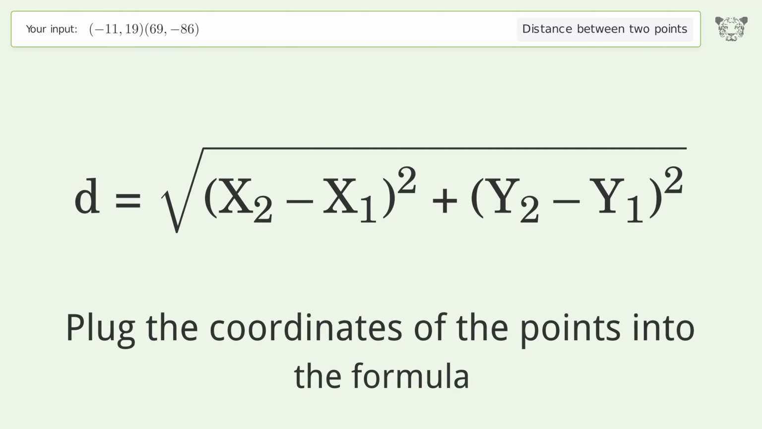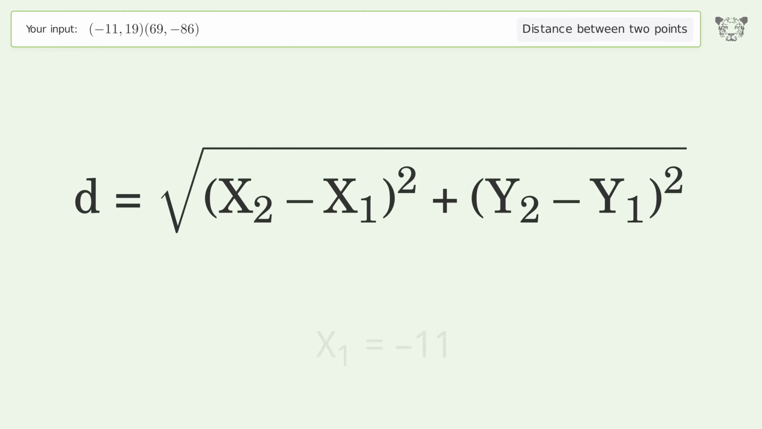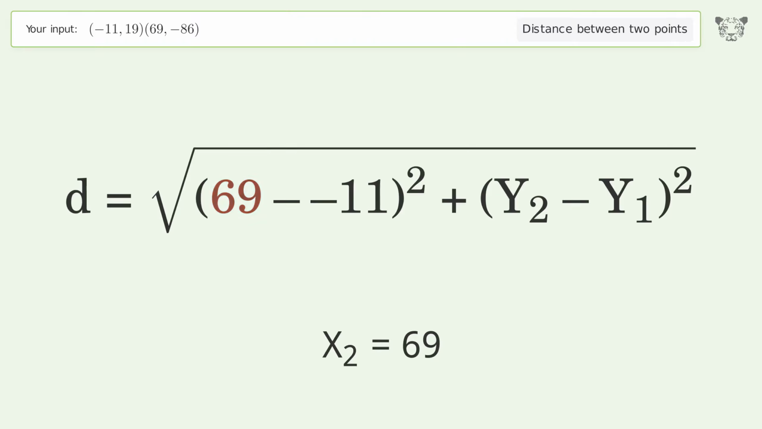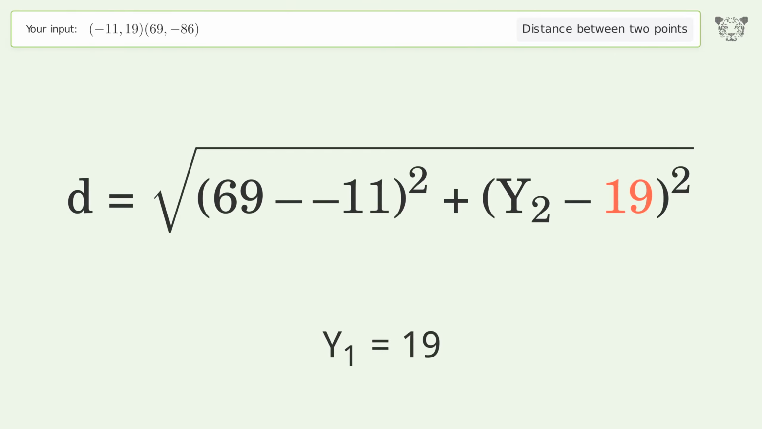Plug the coordinates of the points into the formula. x1 equals -11. x2 equals 69. y1 equals 19. y2 equals -86.